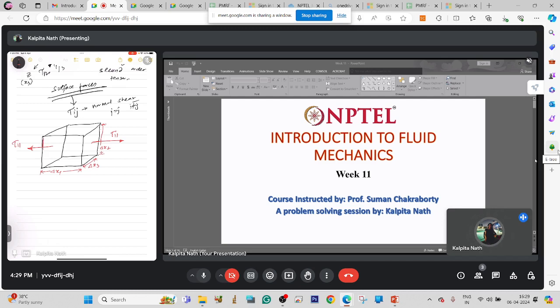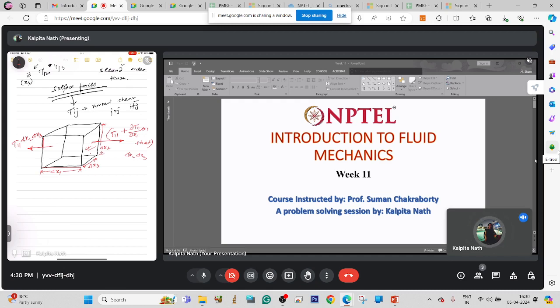This face is the area on which the stress acts. Stress is force per unit area, so force is stress into area. The area will be delta x2 delta x3. So this will give the force. Now if we want to represent on this face, there will be a change over delta x1. So this will be tau 1 1 plus del tau 1 1 upon del x1 delta x1 plus some higher order terms, multiplied by delta x2 delta x3.